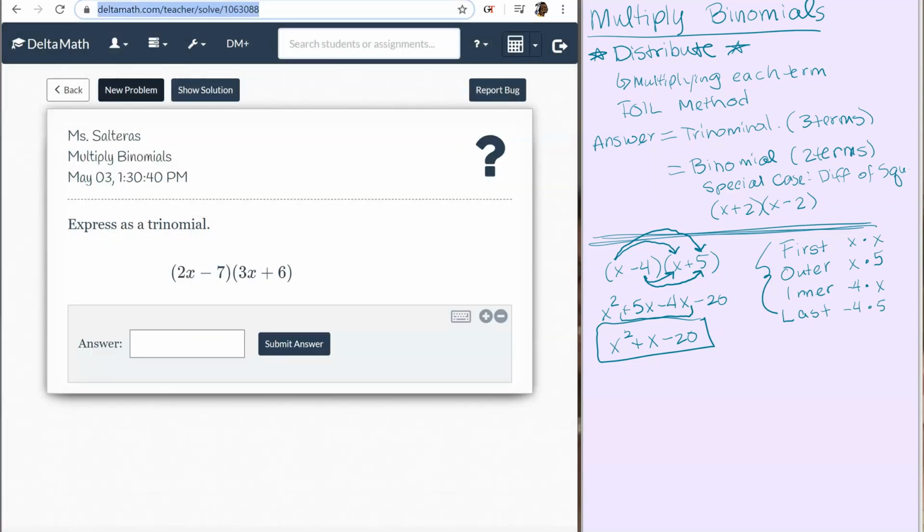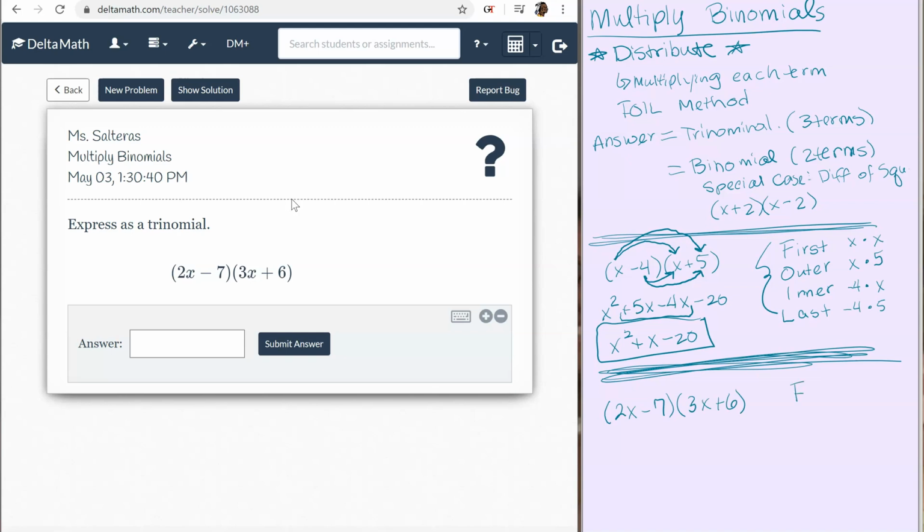All right, so second example. Go ahead and give us some space here. All right, second example is 2x minus 7, 3x plus 6. All right, so we're going to do the FOIL method.